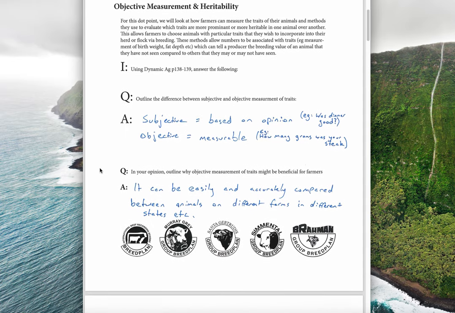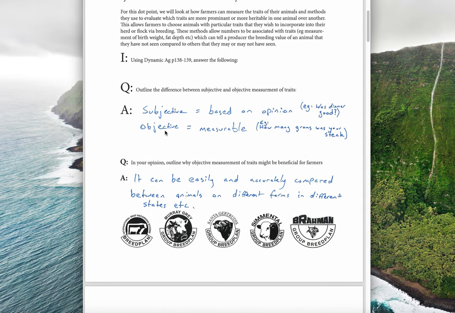Okay, so as I said before, subjective and objective, basically the difference here is subjective is based on opinion. So an example, kind of unrelated to agriculture, if you were going out to dinner or going to a restaurant, and you ask someone, was your dinner good? You're going to get a subjective response. Some people are going to like it. Some people are not going to like it. They might have had the same thing, but whether they like it or not is opinion-based, and that's what we call subjective.